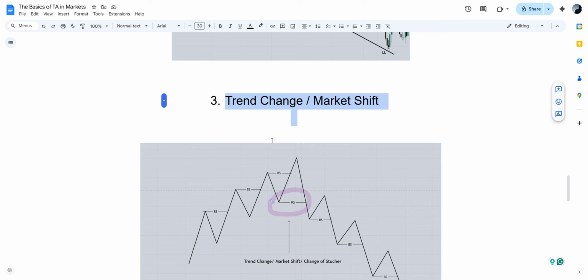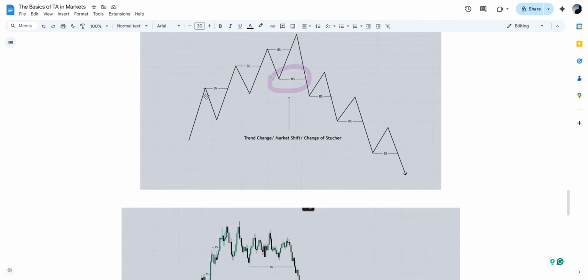This is called the trend change or market shift. Whenever markets make a higher high, it also gives us a break of structure. So this was the previous high. When markets break it, it gives us a break of structure. Here's another break of structure, here's another break of structure.